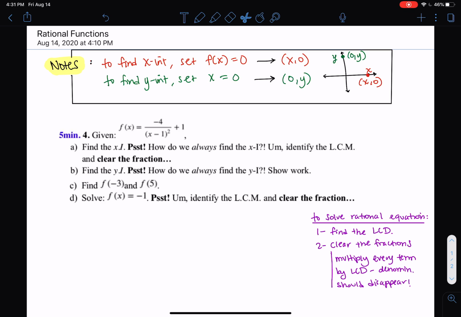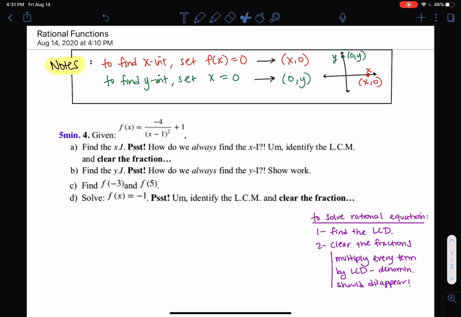Hello AP Calculus, and welcome to this short video on rational functions. So we're going to practice finding the x and y intercepts of rational functions. Hopefully we can get to graphing them easier once we are able to do these key steps.